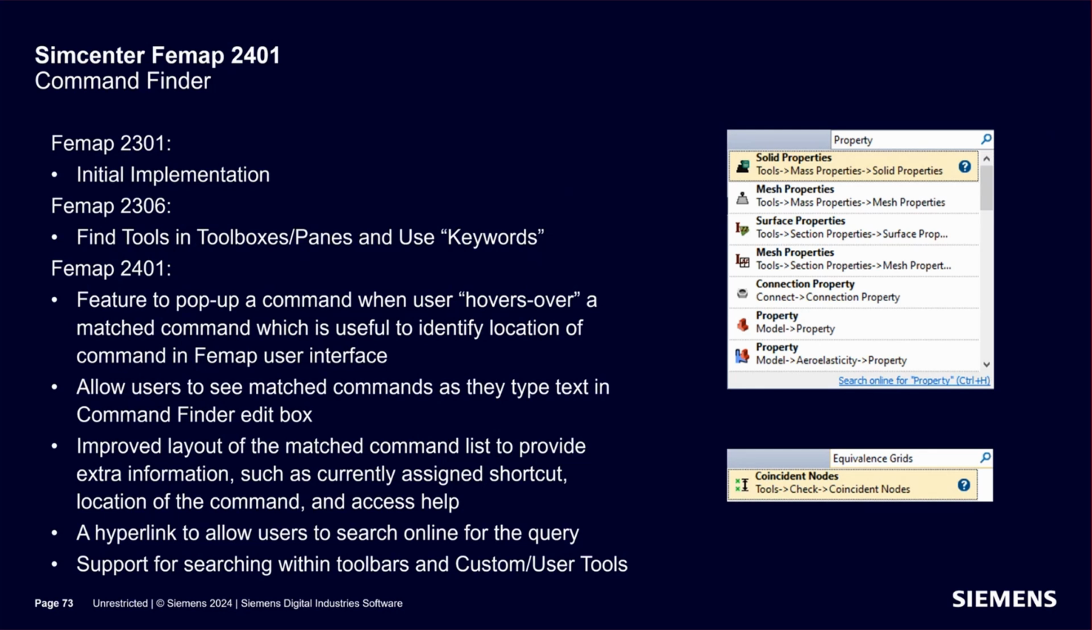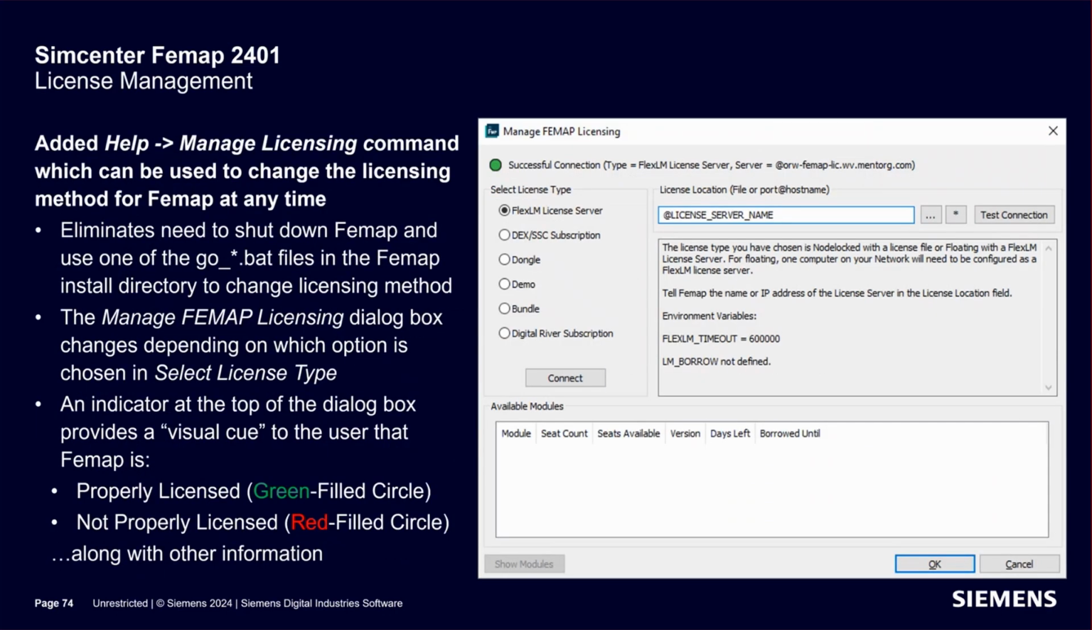Yep, for the command finder, we just added a whole different level of functionality to it. And now everything comes up. You can get the help on it now instead of just going to the command and having to use the help. It supports custom tools and user tools. There's actually a hyperlink that allows you to search online for what you're looking for. Again, it's really just trying to make everything better for you, and improve the layout, that type of thing.